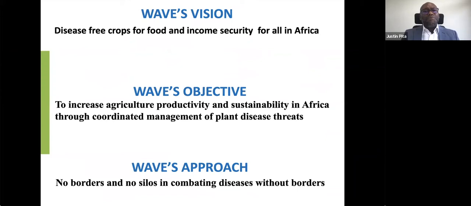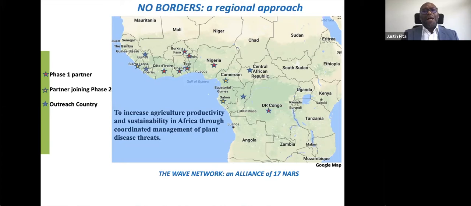The WAVE vision is really disease-free crops for food and income security for all in Africa. Our objective is to increase agricultural productivity and sustainability in Africa through coordinated management of plant disease threats. Our approach is no borders and no silos in combating disease, because those pathogens do not know borders. For that purpose, we have put together a network of 17 NARS.